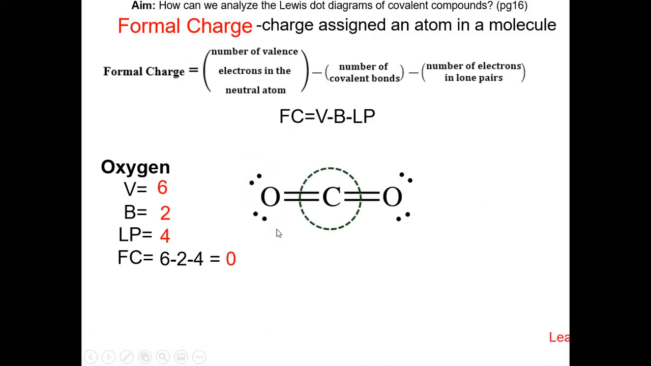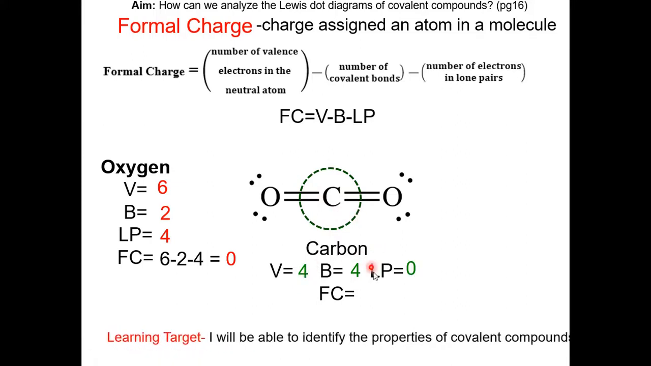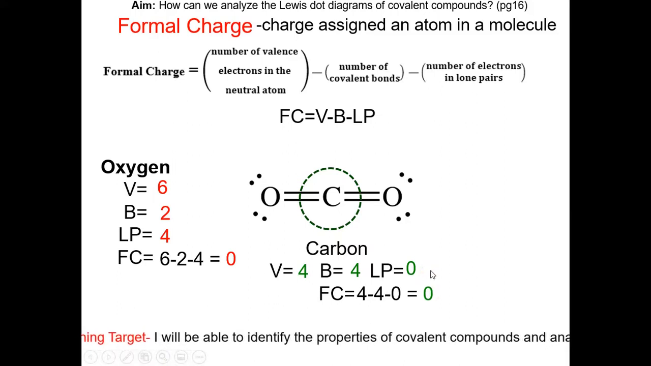Now let's do the same thing for carbon. How many valence electrons in a neutral atom of carbon? Carbon has 4 valence electrons. How many bonds is this carbon forming? It's forming 1, 2, 3, 4. How many electrons are in the lone pairs? There is none for carbon. So 4 minus 4 minus 0 is 0. So the formal charge of carbon is 0. Since this oxygen is equivalent to this oxygen, the formal charge of this oxygen is also 0.